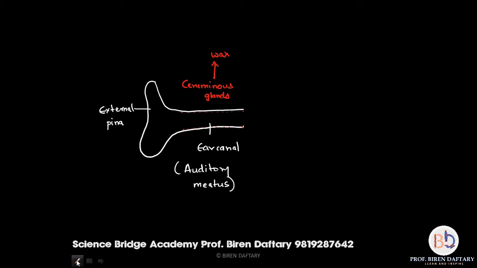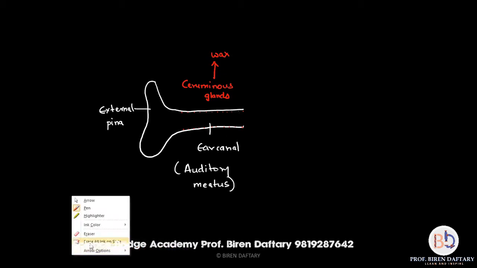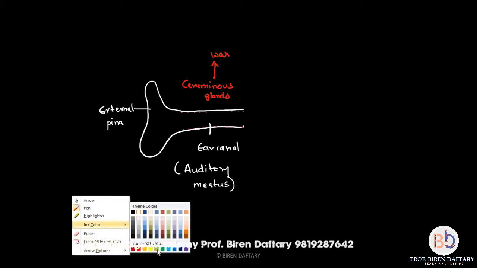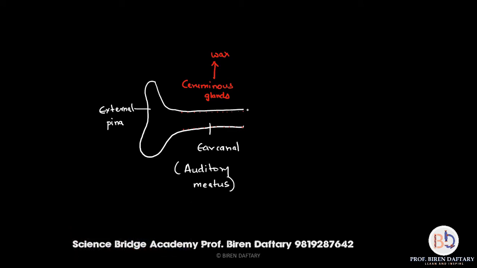I hope the part up till now is clear to you. Now as we come towards the end of the ear canal, there is a structure called the eardrum. The eardrum is present at the end of the ear canal or the auditory meatus. It is a drum which vibrates as soon as the sound waves pass through it. This is one of the most important parts of the ear, because if the eardrum is not present, we would not be able to hear.